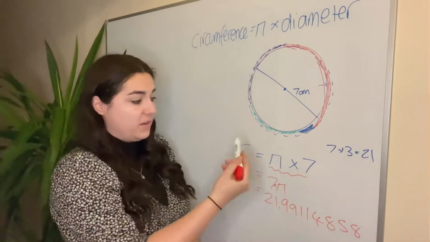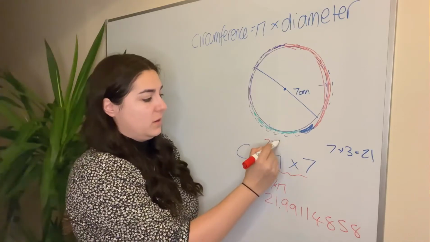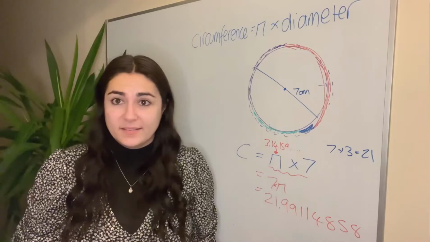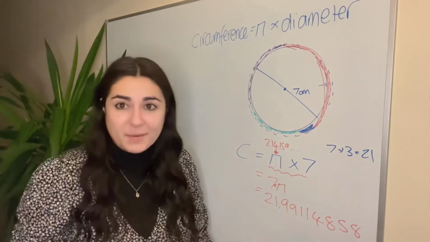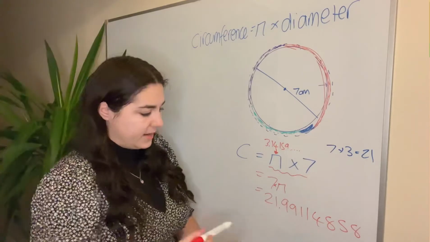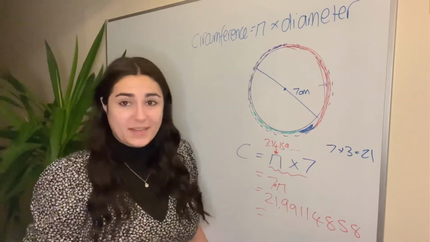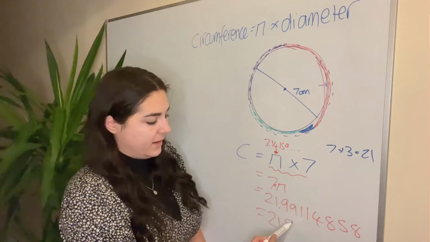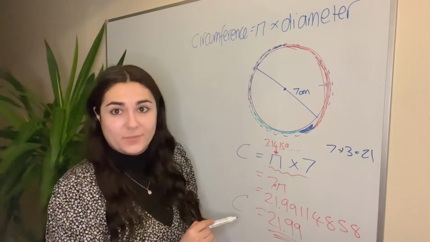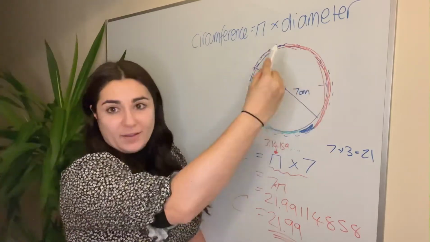Circumference is pi, the number, which is 3.14159 etc. It's stored in the memory of the calculator, which is why we use it and why we've given it a name and a symbol. So pi times 7 is 21.99. Generally, we round things to 2 decimal places, so that would be 21.99. And there you've got your circumference, which is the perimeter, the distance around the circle.